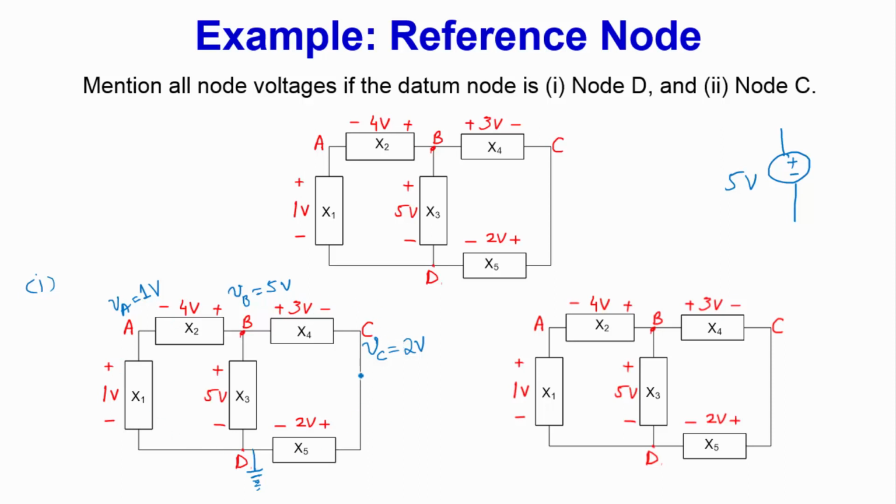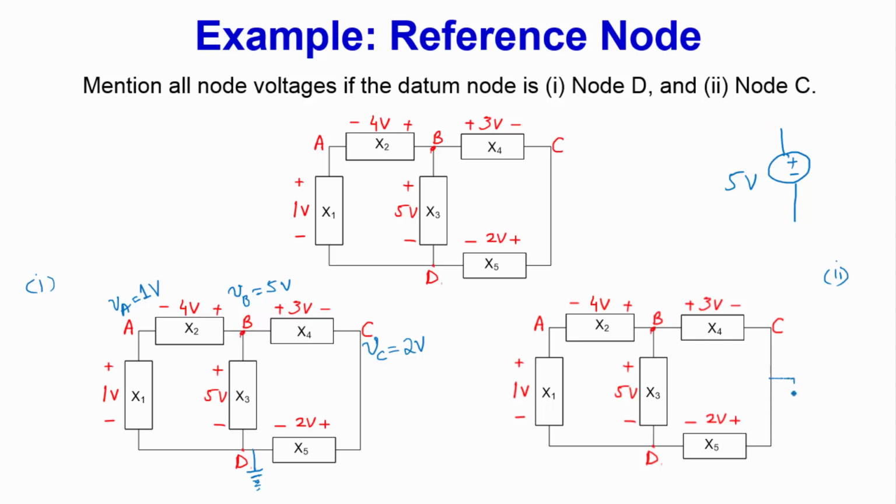So in this way, I have already found all these results and I have further verified them by looking at X2 and X4. So that was part 1, and now let's do part 2, where we need to consider node C as the datum node.